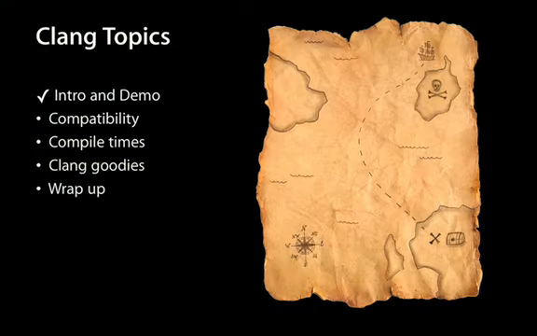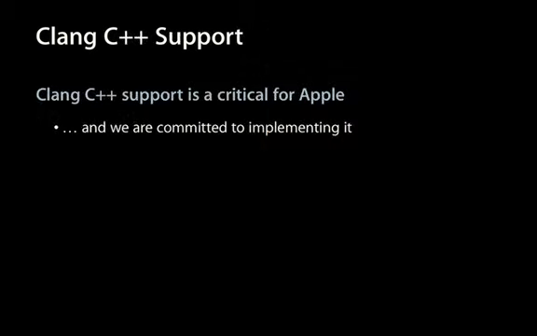I gave you a brief introduction to what Clang is. I want to talk about several different topics related to Clang. Compatibility, specifically GCC compatibility. This is the limiting factor of whether or not it will actually work with your code. Then compile times, where I'll give you some more detailed numbers than you saw yesterday. Then some nice features that Clang has, and I think you'll like some of these, and then we'll wrap things up in the end.